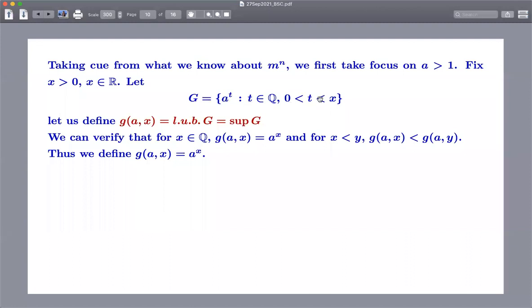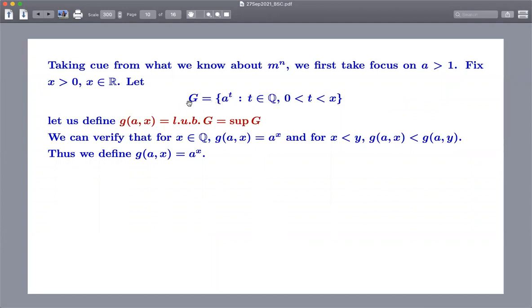I have already defined it. You don't have to show any existence here. So all a power t where t is in this set. So there is a t here which is real, so the set is non-empty, and there will be a real number which is above x, and therefore it has an upper bound.